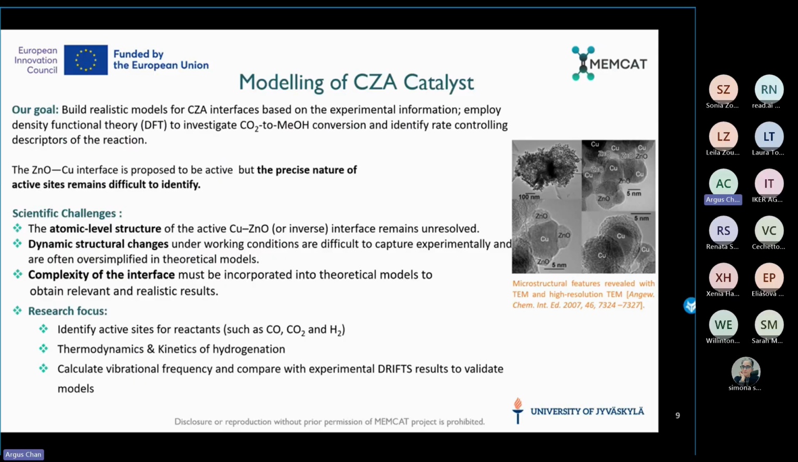And then in the coming months, we will look at the reaction mechanism and study the thermodynamics and the kinetics for the reaction. To compare directly with the experiments, we also aim at calculating the vibrational frequencies of the key intermediates, hopefully finding some kind of a match and identifying that we are operating with the same active site as our experimental colleagues in Fraunhofer Institute.